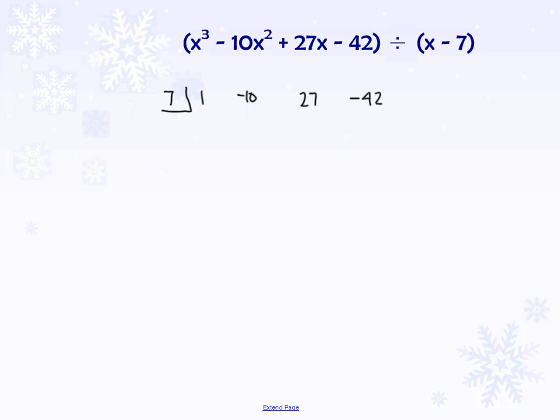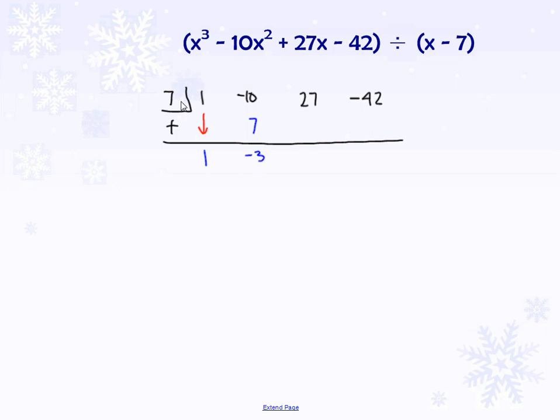Then I'm going to put a plus under my box and draw a line. The way that we do synthetic division, we bring our first term straight down. So when I bring down the 1, then I'm going to multiply the number in the box times the number here. So 7 times 1 is 7, and that's going to go here. So I multiplied these together and I put it under my next number. Now I'm going to add these two together. So -10 plus 7 is -3.